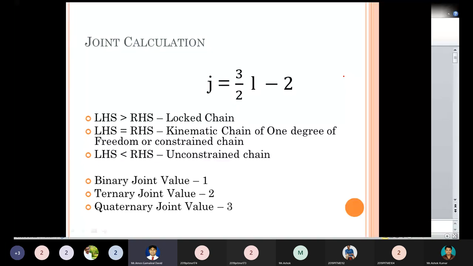If LHS is less than RHS, it means an unconstrained chain, which you cannot determine at all. Unconstrained means anytime anything can happen. Do you guys understand the concept? Three things are there. First one is, if LHS is greater than RHS, it is a locked chain. How will a locked chain behave? Have you guys seen a chain being tangled? A cycle chain, when it is getting locked, it will not be able to open up, correct?